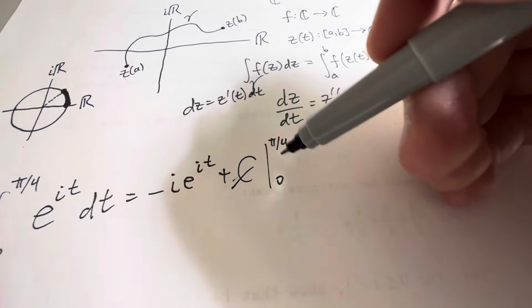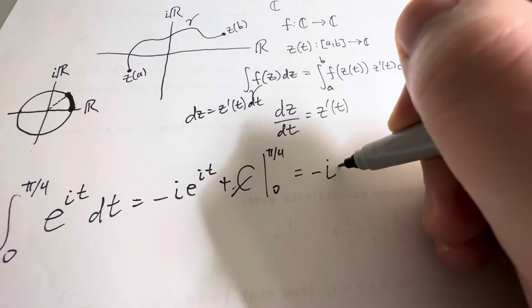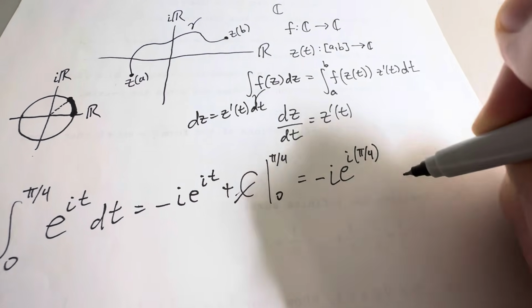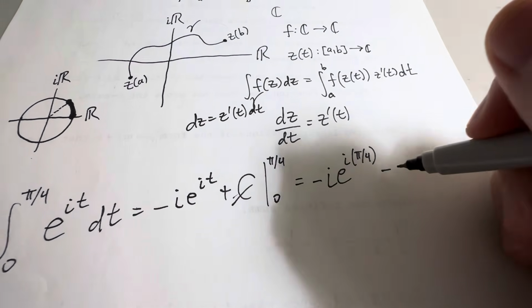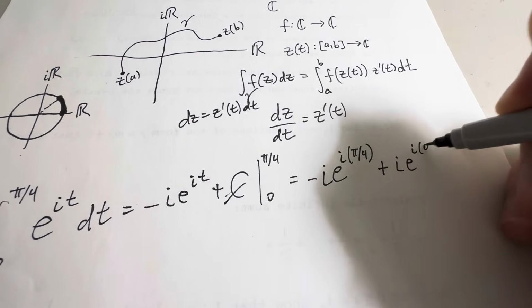Okay, so now we plug in stuff. So what do we get? We get negative i e to the i pi over 4, minus, but that minus becomes plus i e to the i times 0.